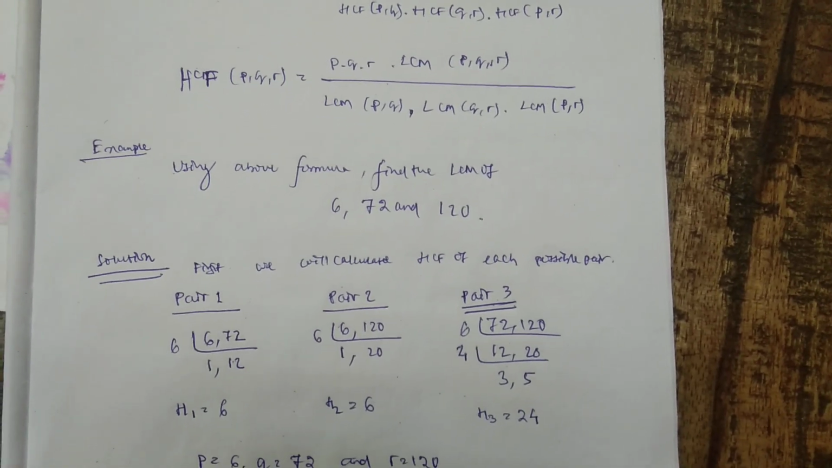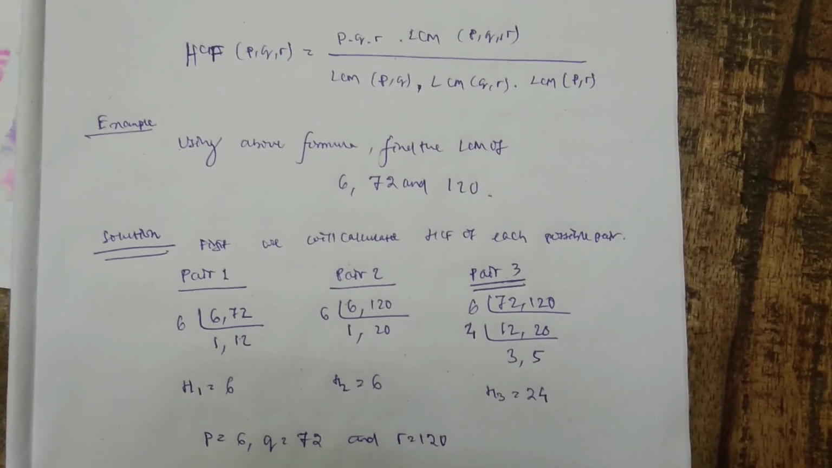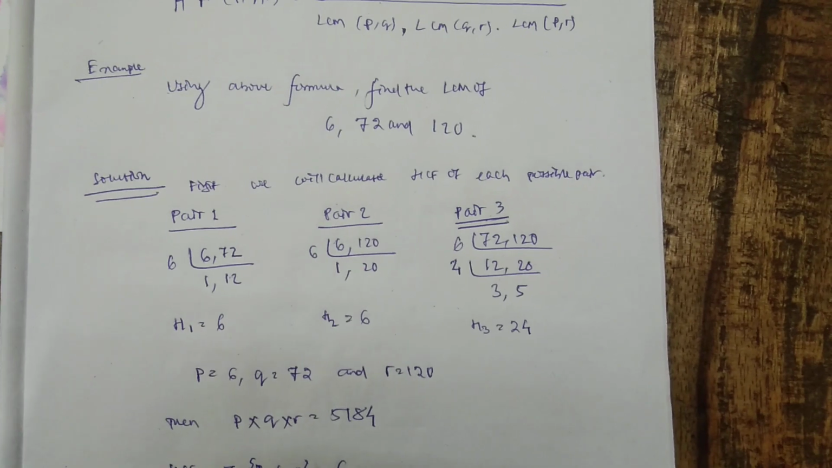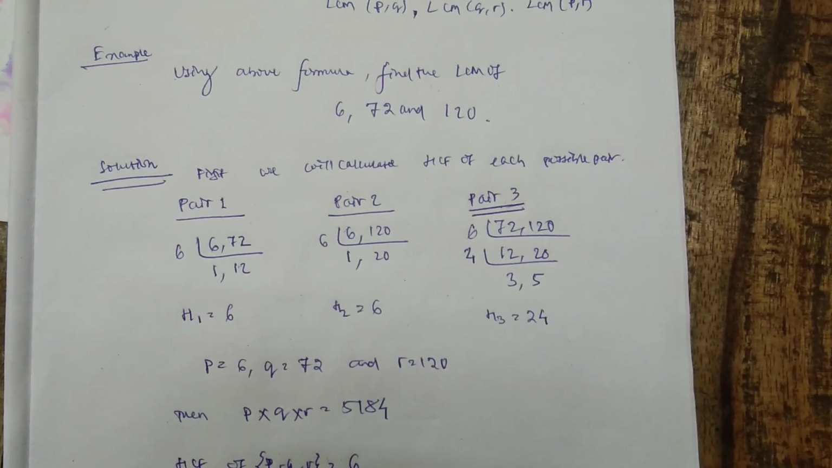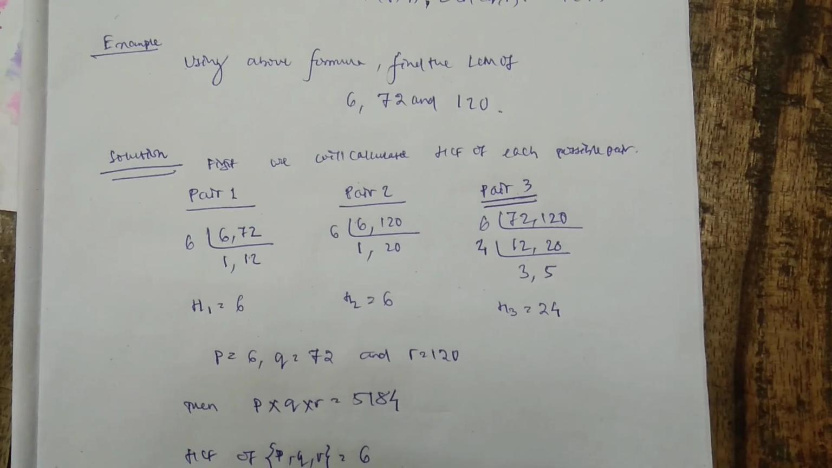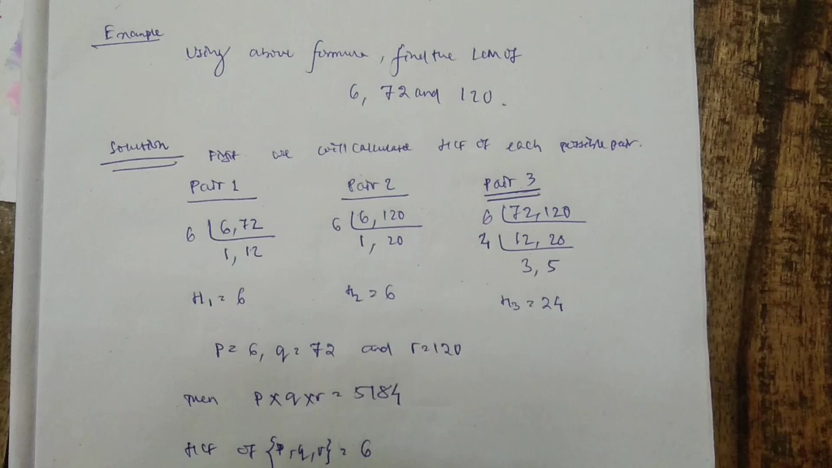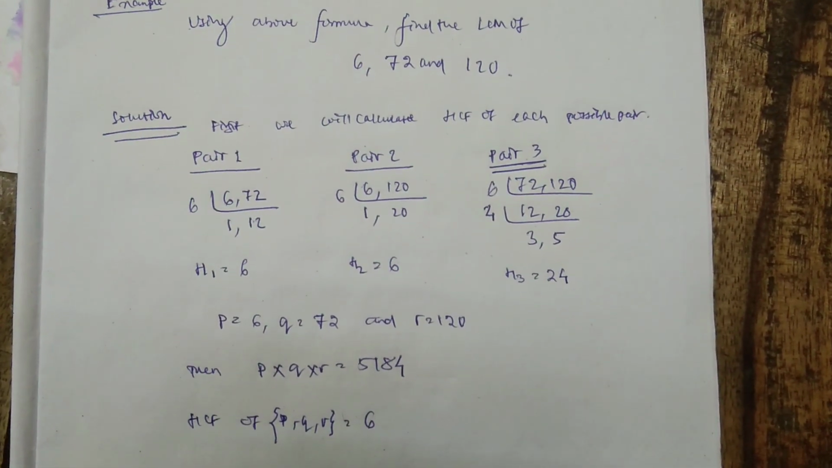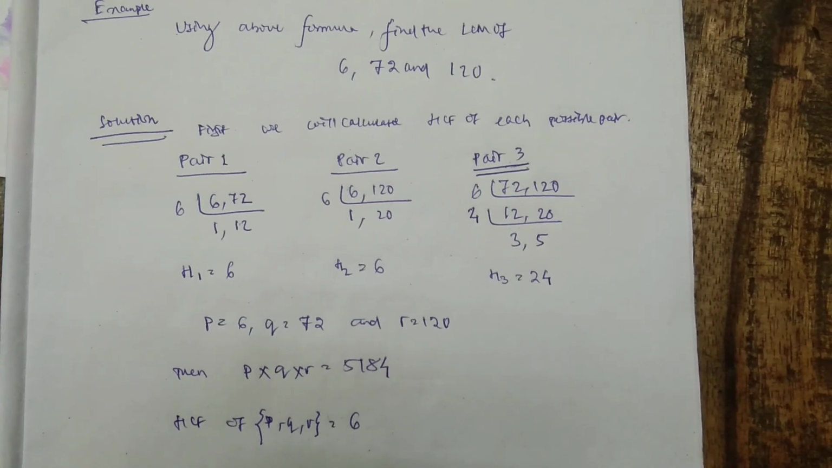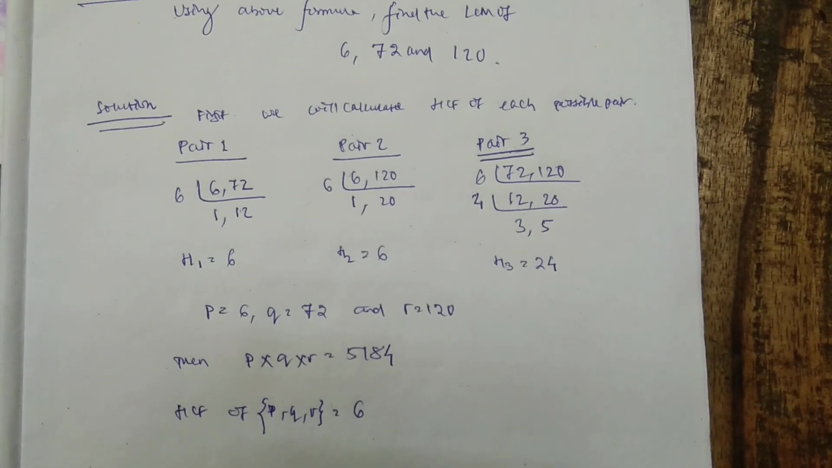For example, using the above formula, find the LCM of 6, 72 and 120. Solution. First, we will calculate the HCF of each possible pair. Pair 1, 6 and 72: we get H1, that is HCF 1, equal to 6. From pair 2, 6 and 120, H2 is equal to 6. And from pair 3, 72 and 120, the HCF is 24.